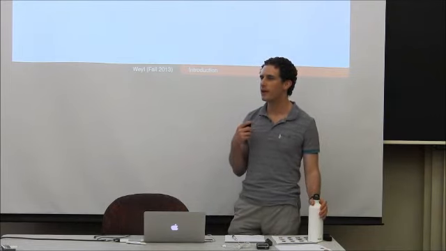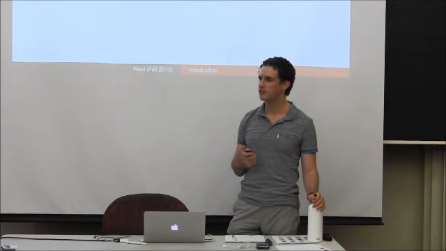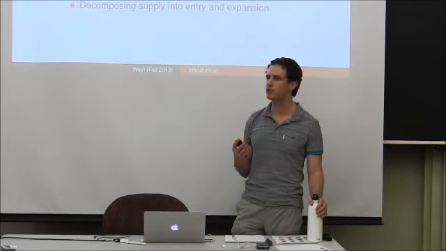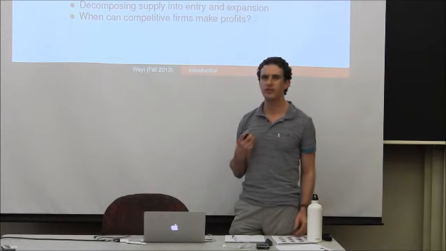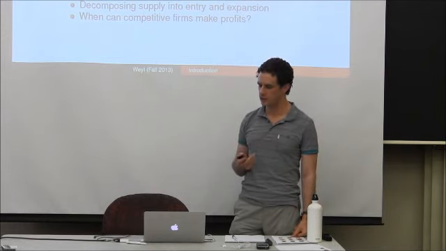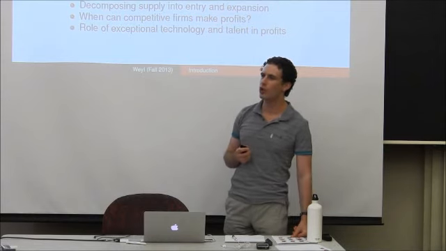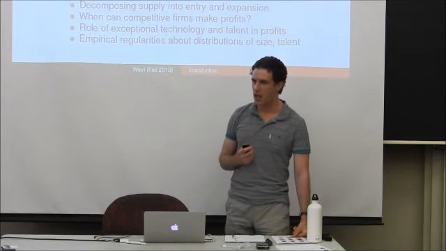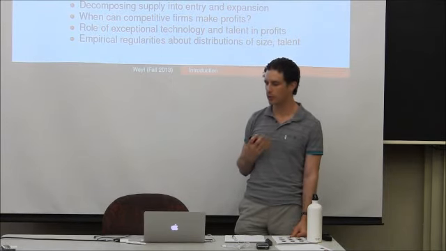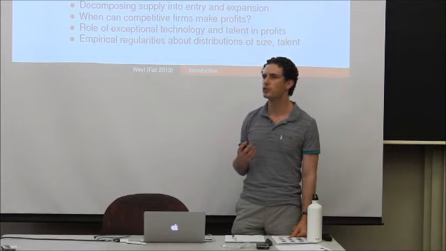Okay. Then we'll talk about the supply by a whole industry, not just an individual firm. And we'll relate that to the supply of the individual firms. We'll decompose supply into the entry of new firms and the expansion of existing firms. We'll talk about the circumstances under which a competitive firm can nonetheless make profits, and the role of exceptional technology or talent in producing those profits. That will lead us into a discussion of the empirical regularities about the distribution of firm size and the distribution of talent.